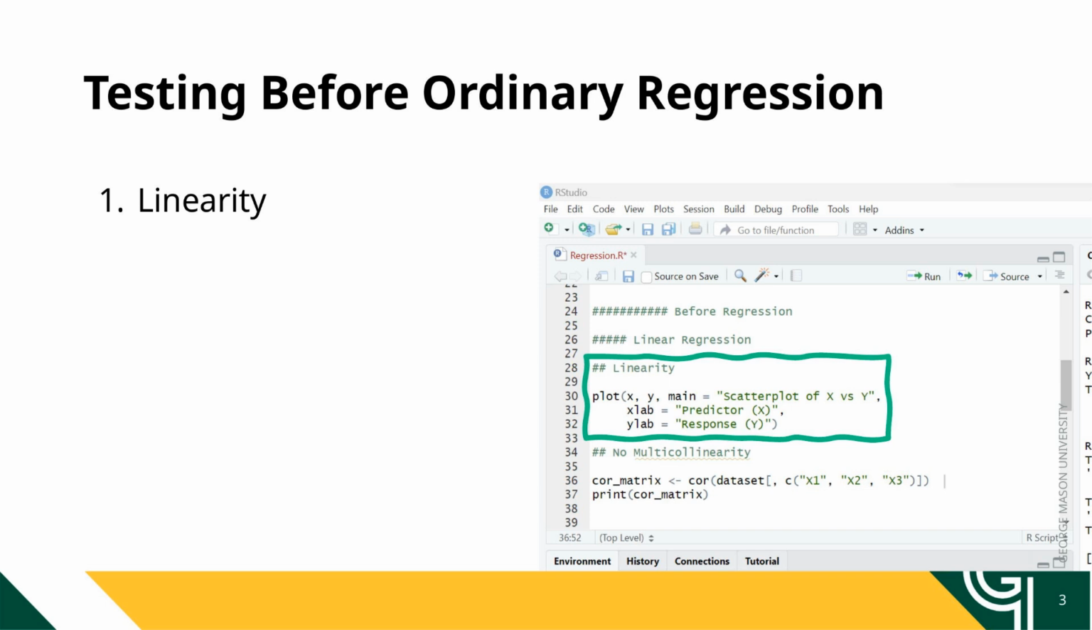To ensure the relationship between predictors and the response variable is approximately linear before fitting the model, use a scatter plot to visualize their relationship. A linear pattern supports the assumption of linearity. If a clear, non-linear pattern appears, consider transforming the variables or using a different model.